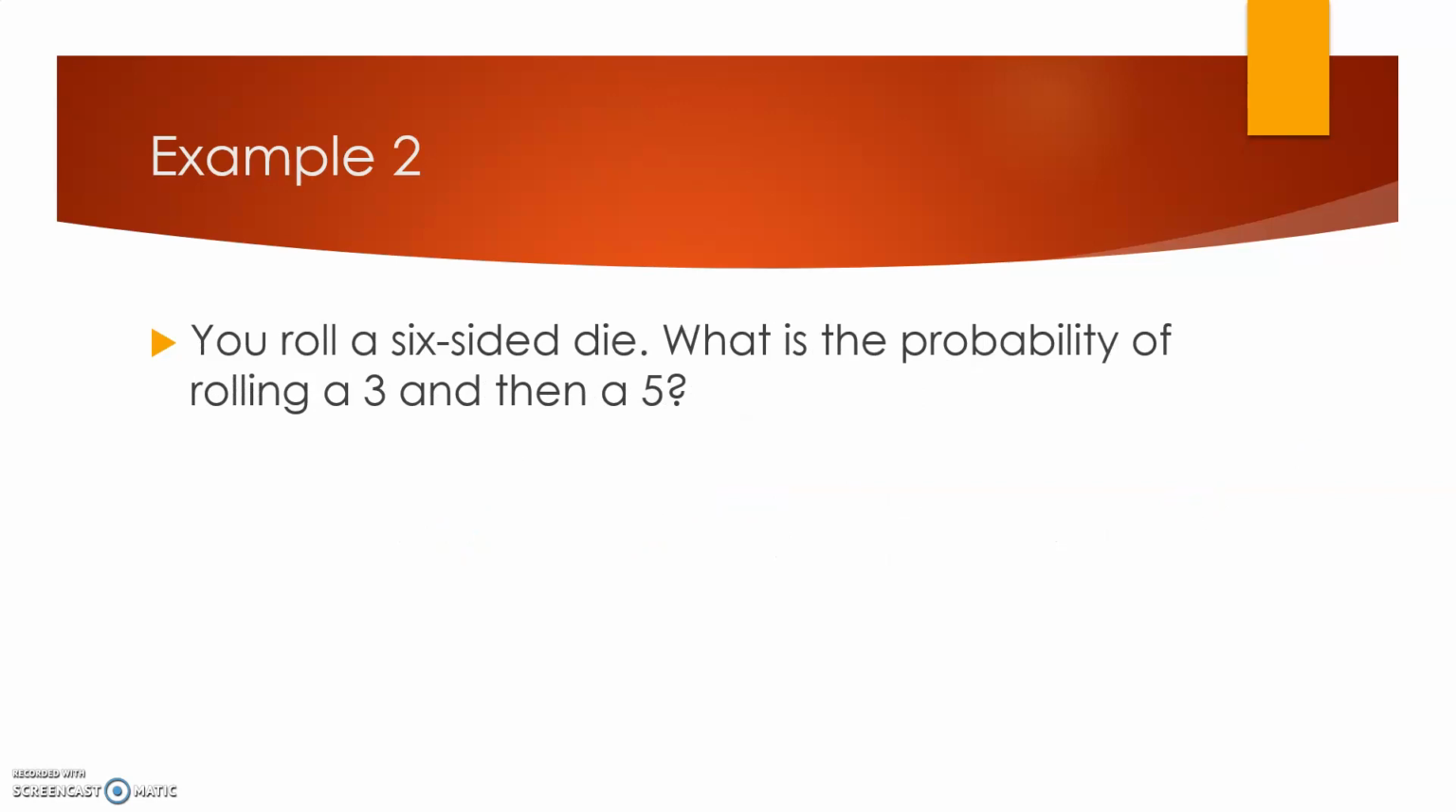You roll a 6-sided die. What is the probability of rolling a 3 and then a 5? So the probability of getting 3, then 5.